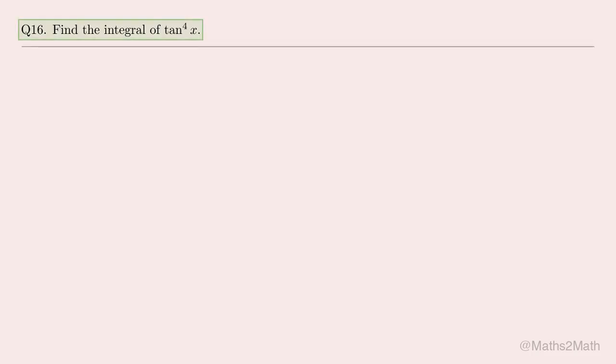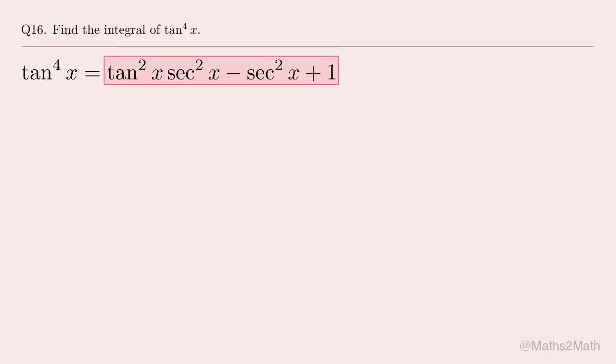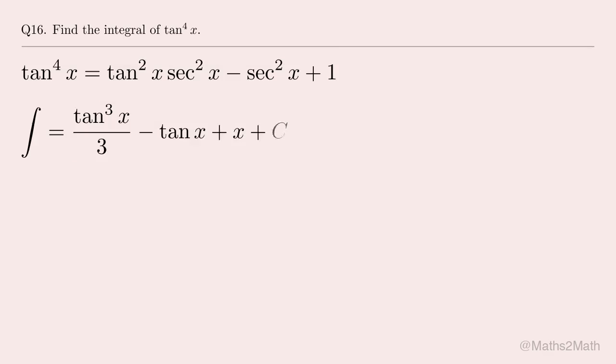Question 16. The fourth power of tangent. Strip off tangent squared as secant squared minus 1 twice. Tangent to the fourth is tangent squared secant squared minus secant squared plus 1. The first term integrates by u equals tangent. The rest are standard.